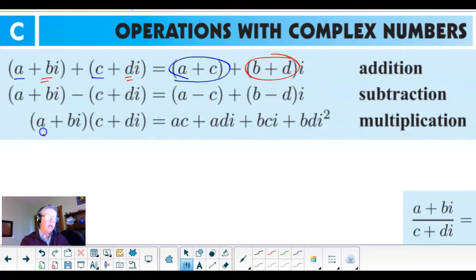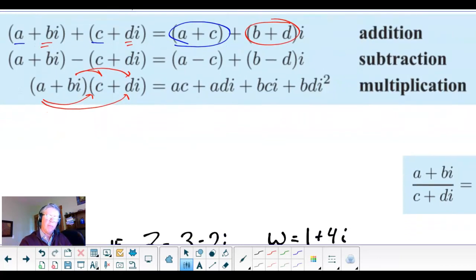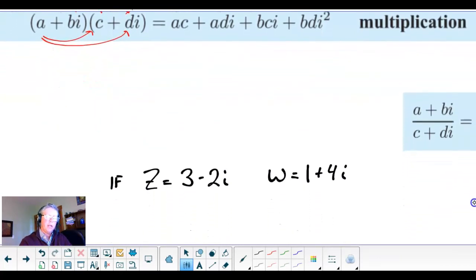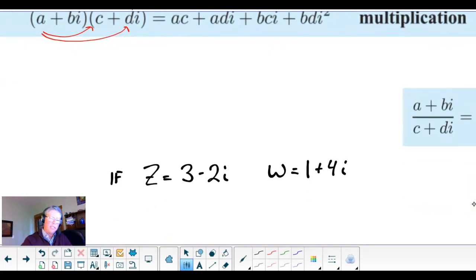When you multiply, yes, you distribute and you combine like terms. So nothing changes with addition, subtraction, and multiplication. Division, on the other hand, is a little awkward, a little new. I'm not too sure how much you did this last year, but let's do a quick little example.